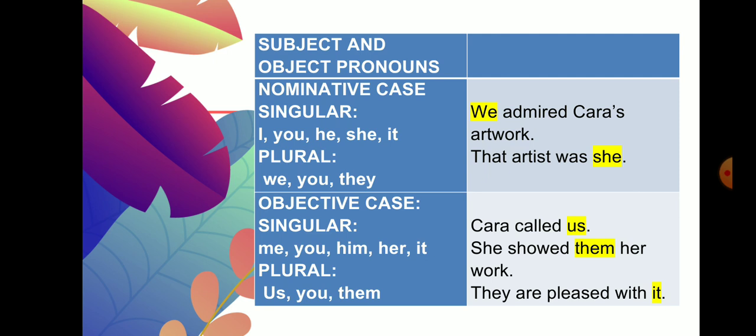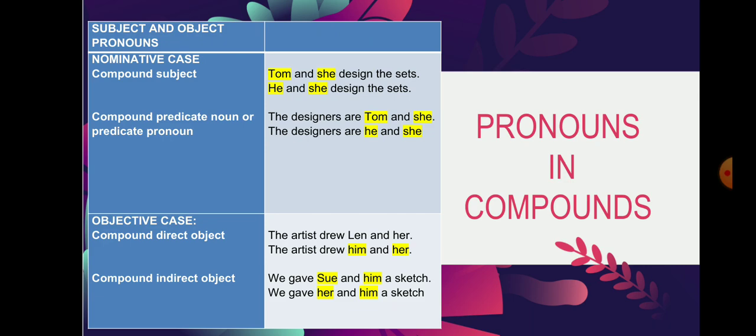Objective case. Kara called us. In that case, a direct object, okay? Called what? Us. Or who? Us. She showed them her work. Showed what? The work. To who? To them. Them being an indirect object. And the third example, they are pleased with it. With is a preposition, so we're using it as an object of a preposition. So we have to use an object pronoun.